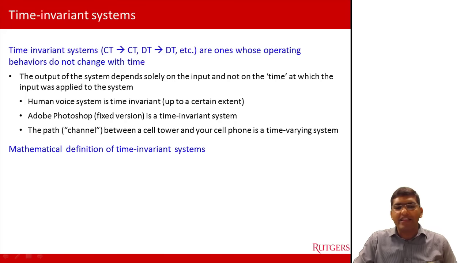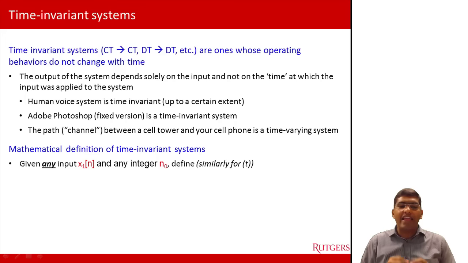Now mathematically, the way you pose that is that if you are given any input x1[n], and again the emphasis here is that the input can be any input. If it is true for a few inputs, that doesn't make it a time invariant system. Here I'm going to focus on the case of discrete time systems to compensate for the last example where we focused only on continuous time systems. The same argument holds, of course, for continuous time systems.